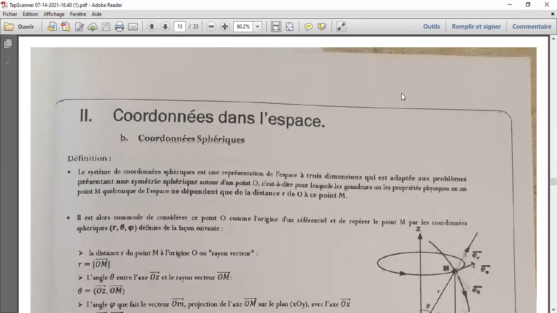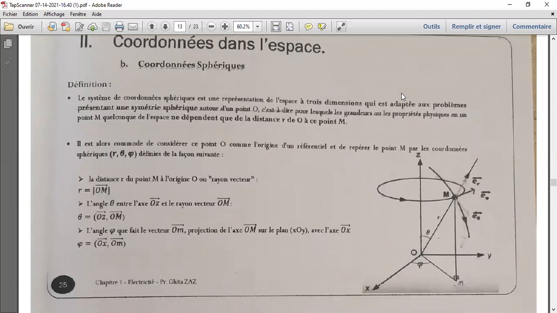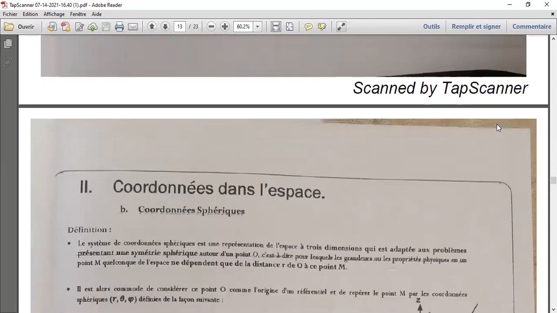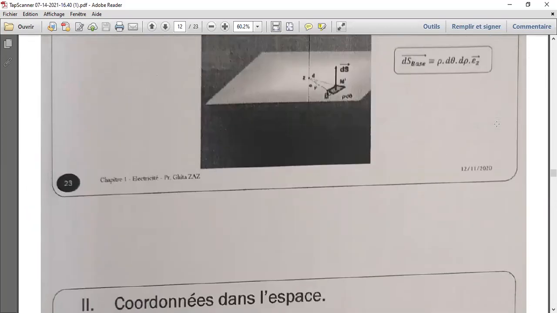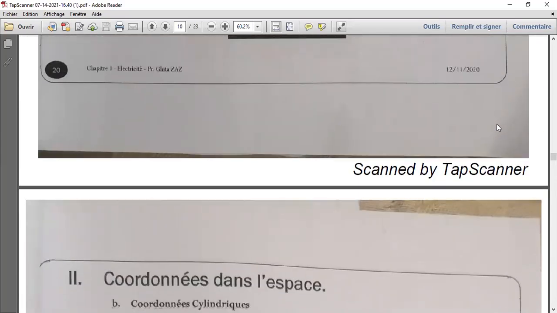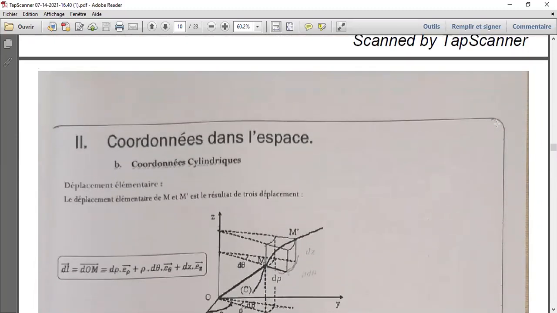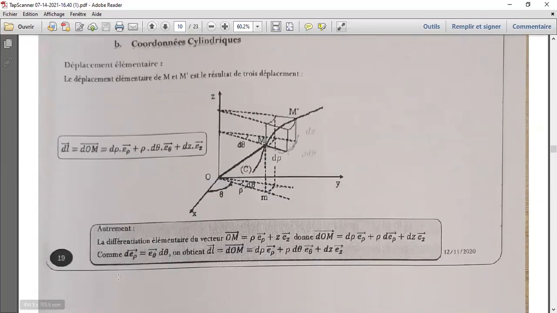But the only difference is the angle theta. When you talk about the angle theta on cylindrical, we talk about the angle made between x and y. This angle is called the angle theta. This is for the diagram of cylindrical. So this angle makes a 360 turn.